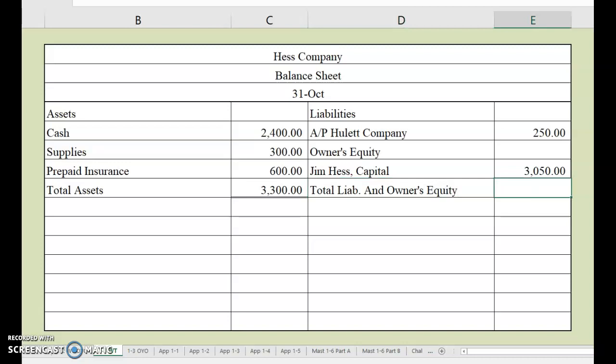And guess what? $3,300. What do you notice about this side? That's the same as the other side. It's the same. They're in balance.